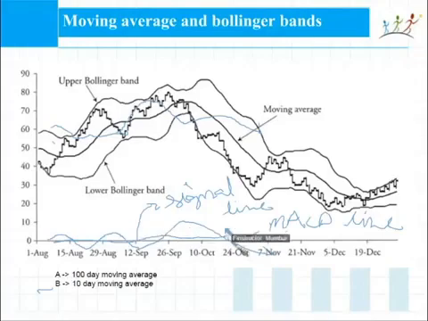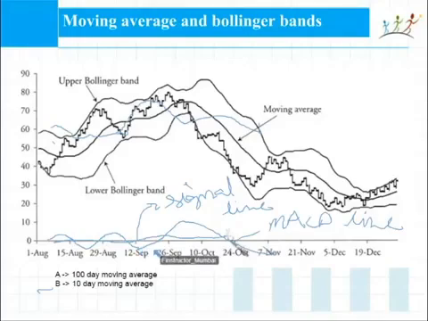So first construct the MACD line. MACD line is the difference between the short-term moving average and the long-term moving average. And there is another line called the signal line. The signal line is the moving average of the MACD line. Now wherever the MACD line cuts the signal line from above, the trend is expected to be a downtrend.